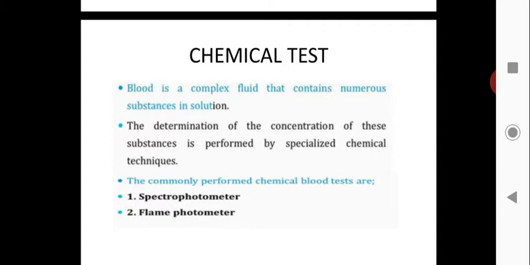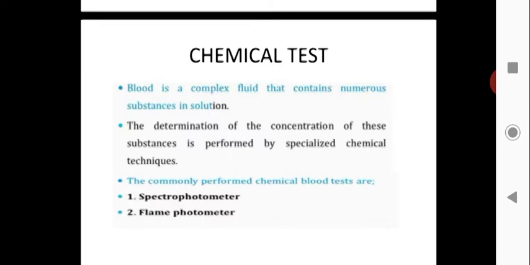In the earlier test, we were able to count the number of red blood cells. Now we need to see what different types of chemical components are present in the red blood cells, say sodium, potassium, etc. The blood is a complex fluid that contains numerous substances in a solution. The determination of the concentration of these substances is performed by specialized chemical techniques. The commonly performed chemical blood tests are spectrophotometer and flame photometer.